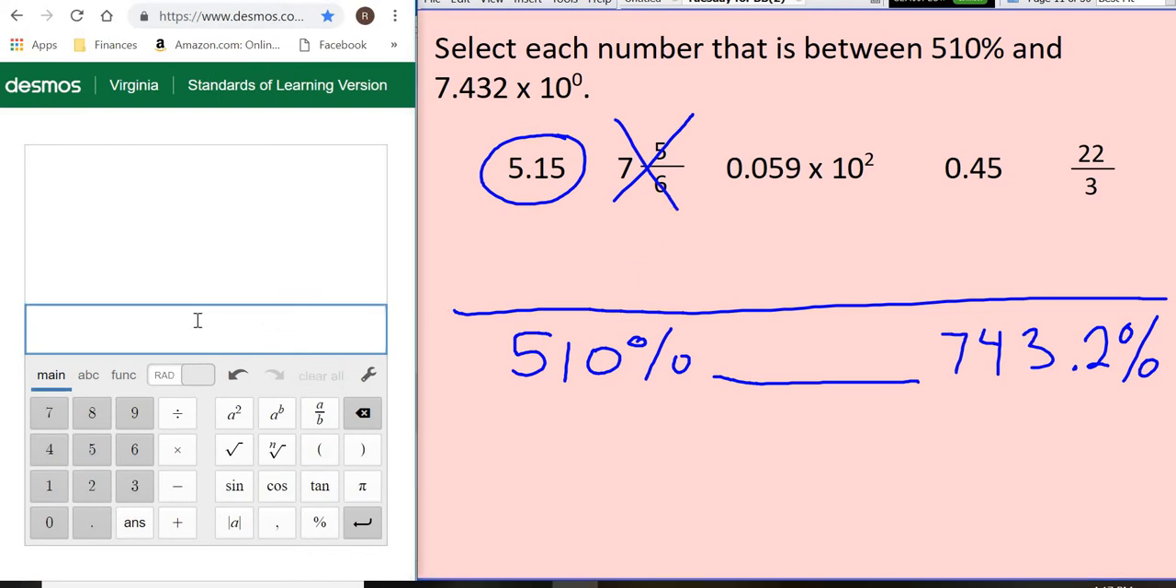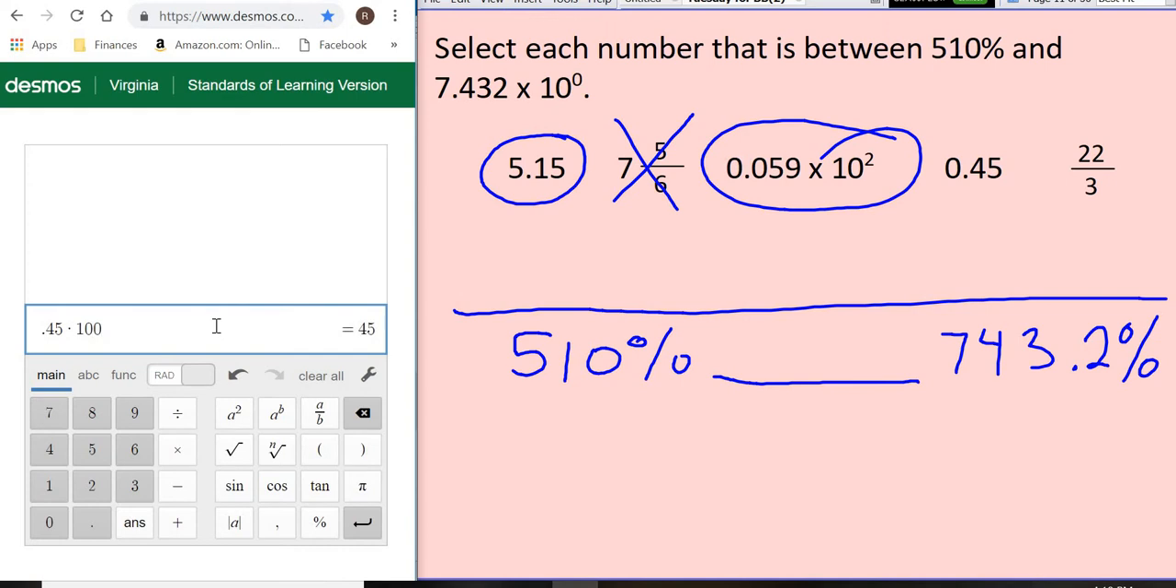We're going to go to 0.059 times 10, and we're going to square that, and then we're going to put times 100 to make it a percent. So that's 590%, which is definitely in between those two numbers. This is not hard if you stay organized and use your calculator step by step.